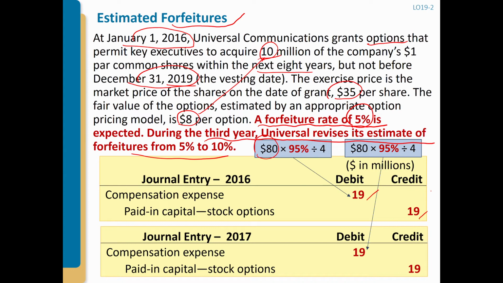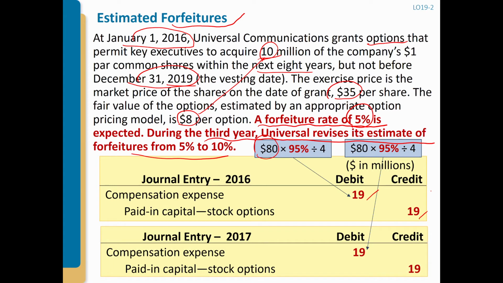Question? Again, we were trying to estimate that some people may not finish those 4 years. That's why we estimate a 5% forfeiture rate, so you only recognize 95% of 80 as the total compensation.